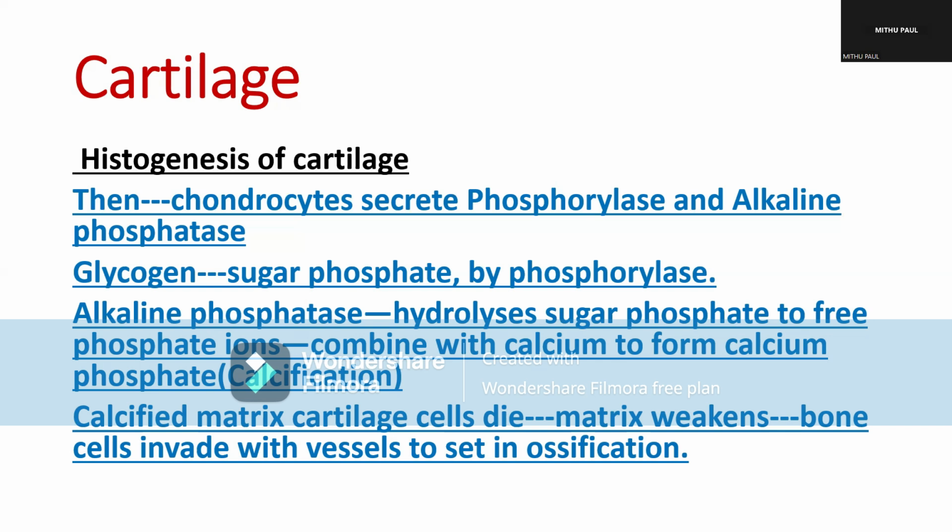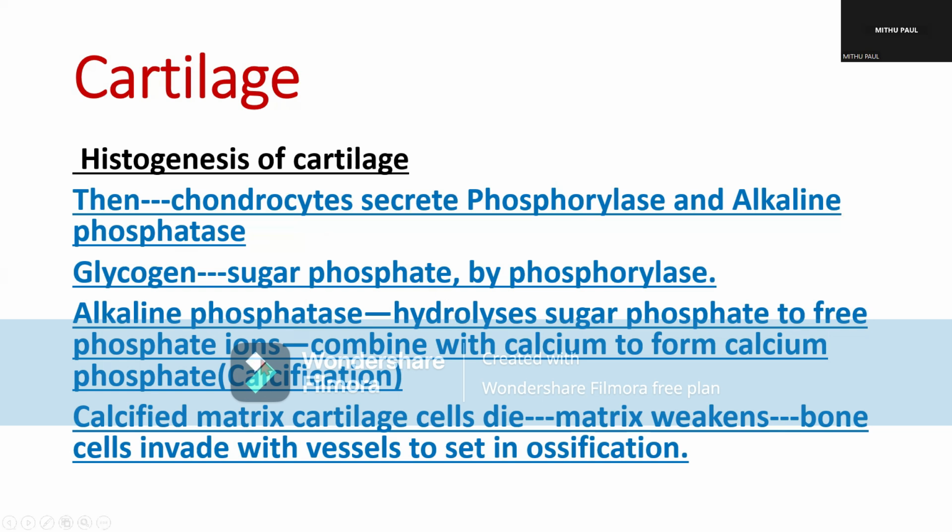So if a dead material is depositing surrounding the chondrocytes, how will the field be? The field will be dead. The field will be thickened, so that the nutrition cannot reach the chondrocytes. And gradually the cartilage cells die. And this process of deposition of calcium phosphate inside the cartilaginous matrix is known as calcification. The same way it occurs in bones also.